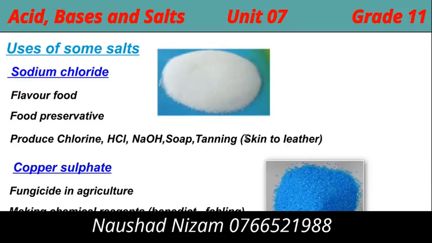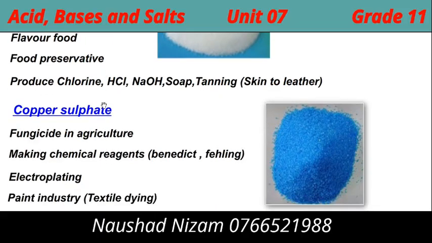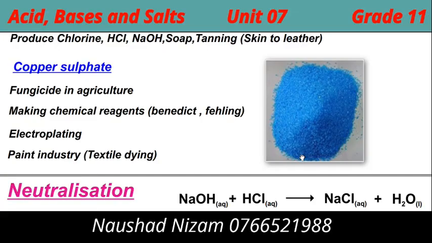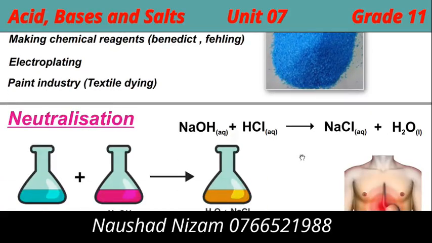Certain uses: sodium chloride is a salt which is used as a food flavor as well as a food preservative. Copper sulfate, which is blue in color, is a crystal which is used to make Benedict solution in your lab. Also it is used as a fungicide in agriculture to kill fungus, and it is important in electroplating and textile dyeing.